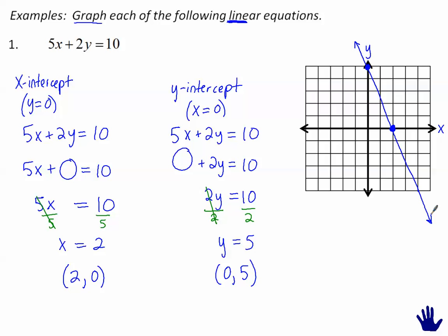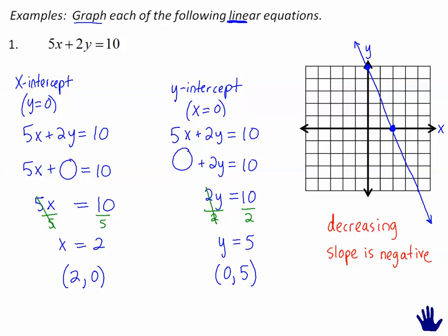The graph is decreasing. Let's write that. The graph is decreasing. And what that means is the slope of the graph is negative. If the graph is decreasing, the slope is negative.